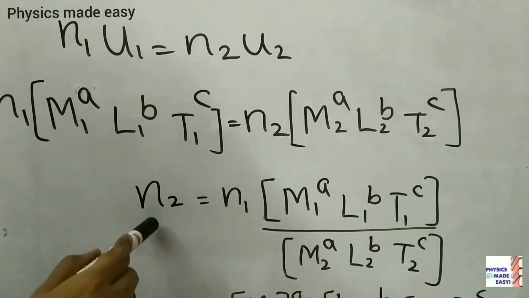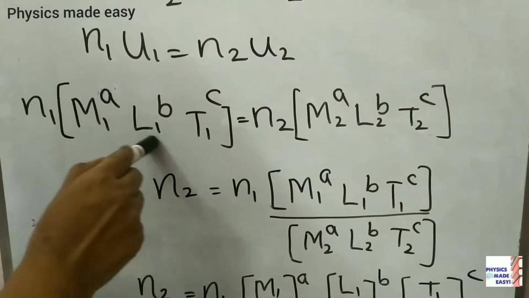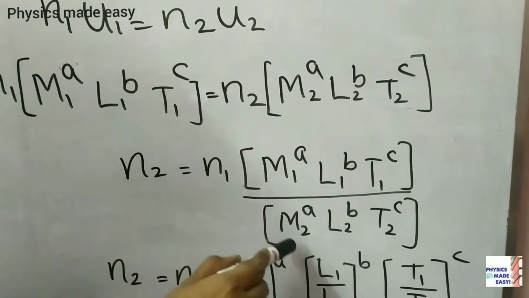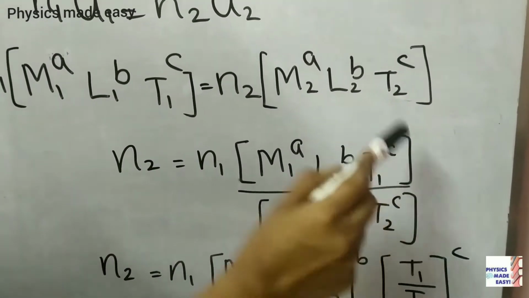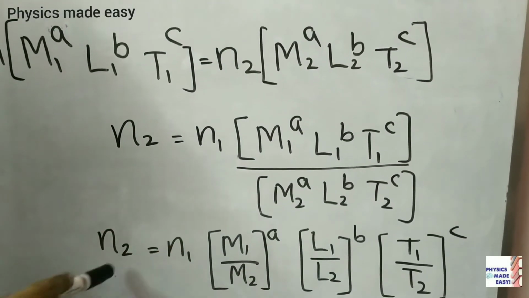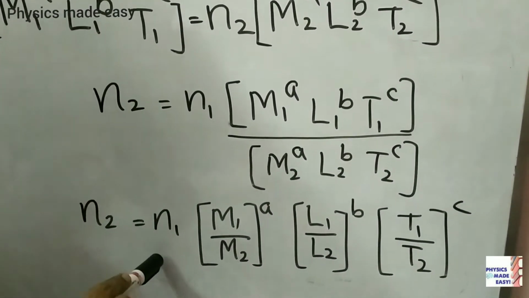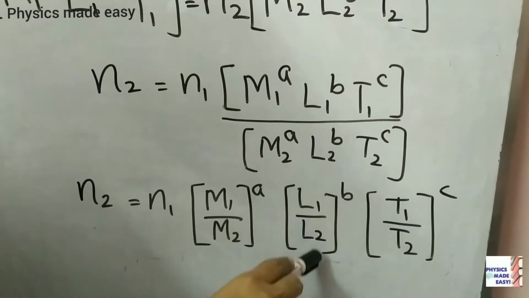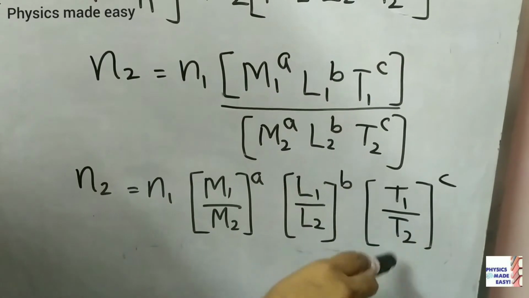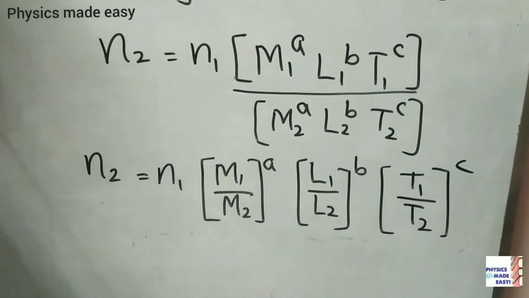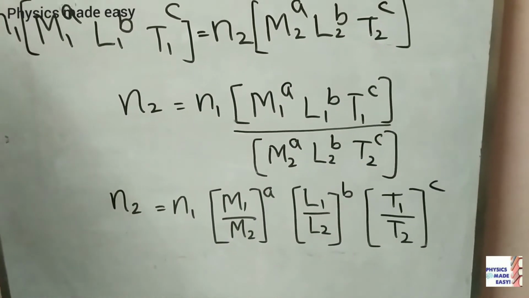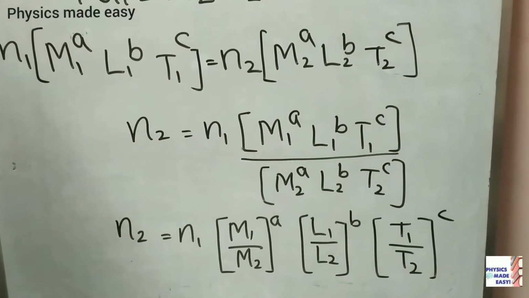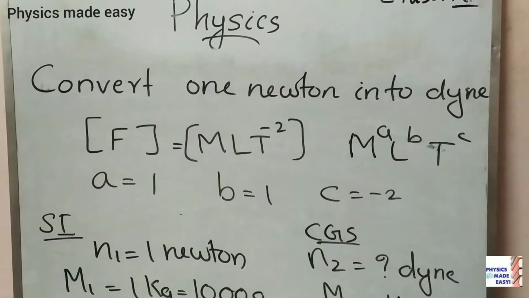So here you can see n2 is equal to n1 into M1 raised to a, L1 raised to b, T1 raised to c, the whole divided by M2 raised to a, L2 raised to b, T2 raised to c. That we can write as n2 is equal to n1 into M1 by M2 the whole raised to a, L1 by L2 the whole raised to b, T1 by T2 the whole raised to c. So this equation we can use to find the numerical value in the second system of units. Let us see an example.